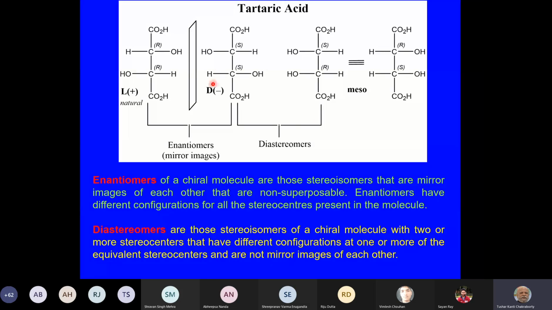Whereas these 2 are diastereomers. The first one and the third one are diastereomers, where if you have 2 or more stereocenters, at least one of the equivalent stereocenters will not be identical, and these 2 are not mirror images. So these are 2 isomers of what we call diastereomers. And of course, the third variant is this one. This is a mirror image of this one, but they are identical. You can rotate this molecule and you can get the same molecule.